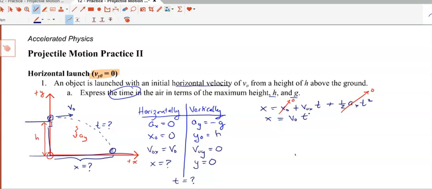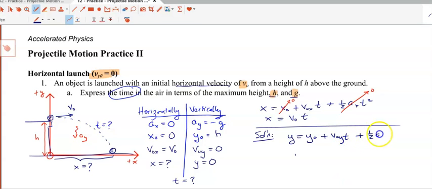But the problem is that we want an expression for t that's not in terms of x and v naught, but we want it in terms of h and g and v naught, right? So we need to be using these variables, or at least one or two of them. So that's not going to work. We'll come back to that equation. That's not the approach. We're going to be actually using the vertical motion, right? So we're going to use y equals y naught plus v naught y t plus 1/2 a_y t squared.